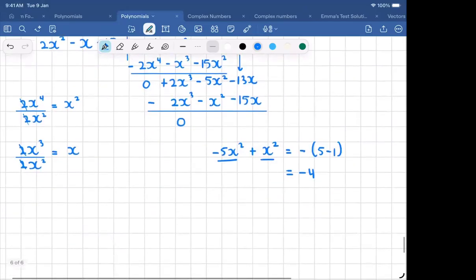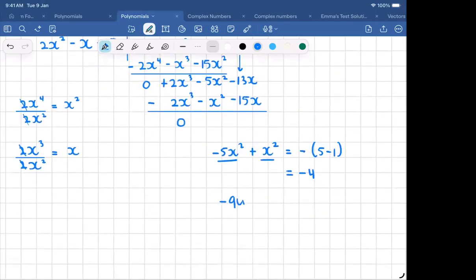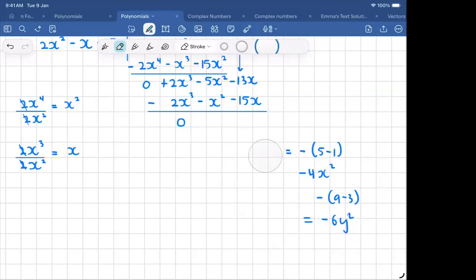Okay. Let me try it again. If you had minus 9y squared plus 3y squared, we know we're going to get a negative answer because the negative outweighs the positive, right? And I'm just going to say 9 minus 3. So I'm going to put minus 6y squared. Understand? Yes, sir. A little trick you could use.